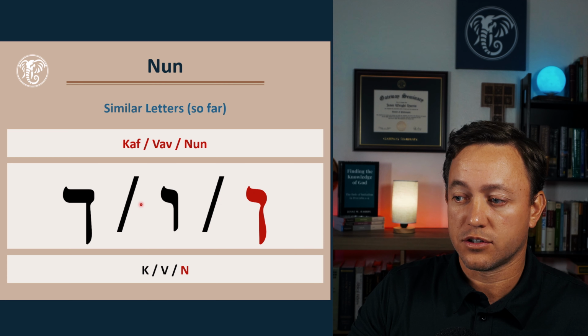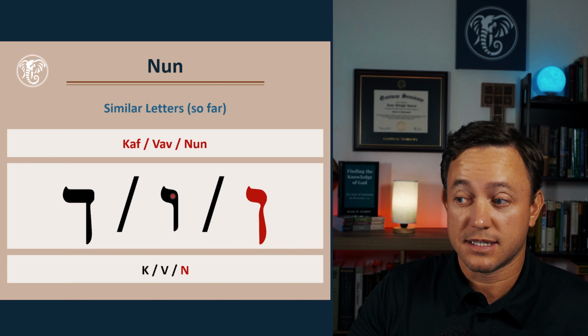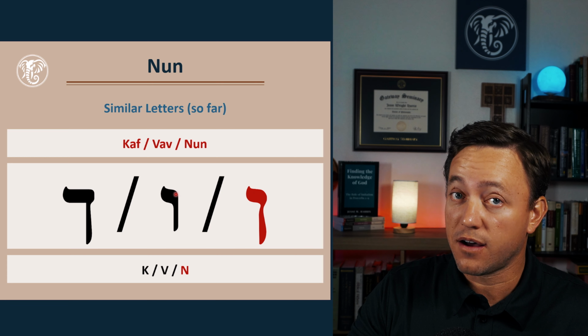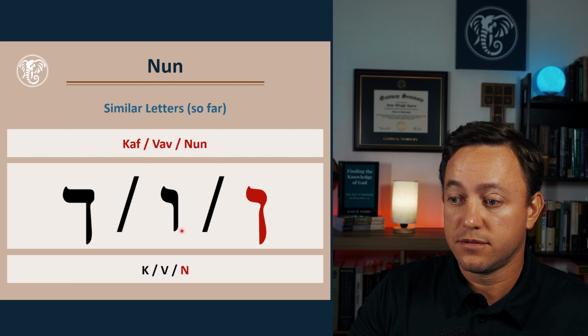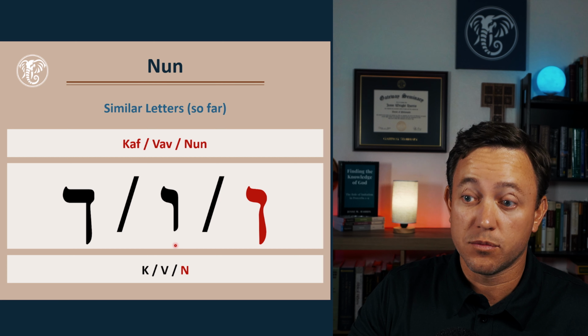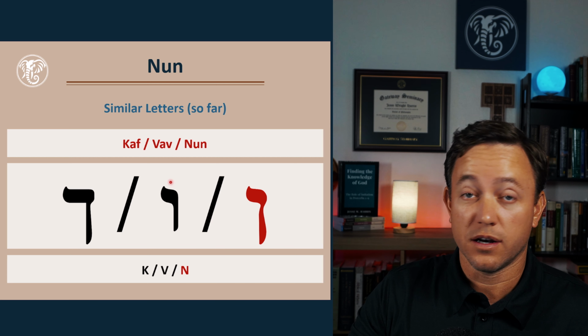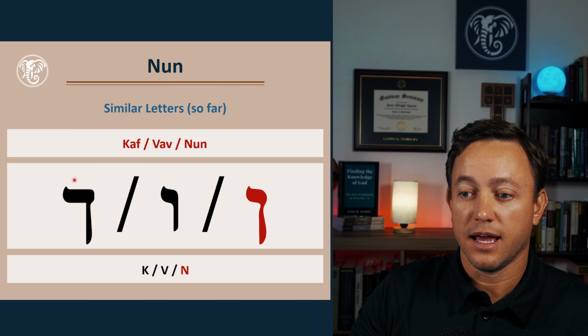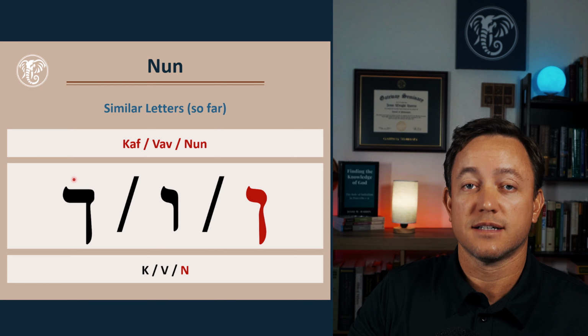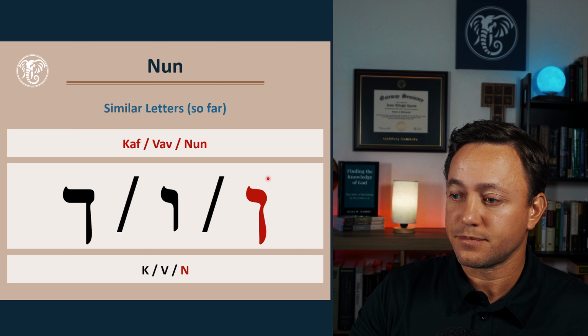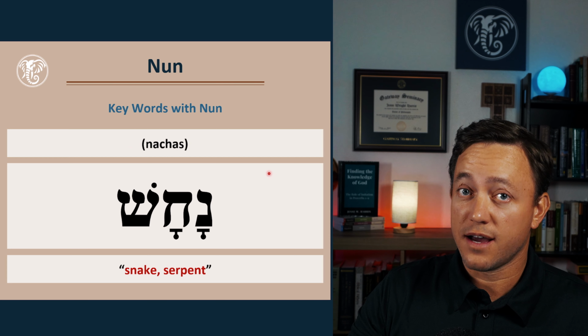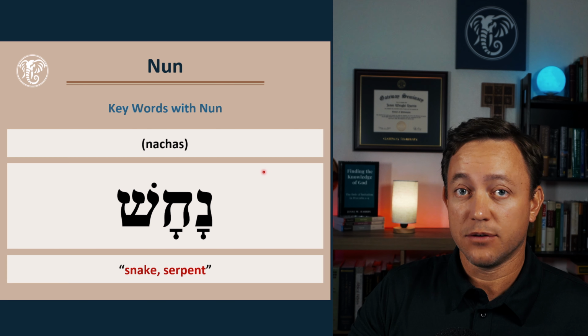It's really just a long straight line, which is actually the exact same in many ways as the vav, except the vav stays within our space. Okay, it does not go beneath. So we have our noon, the N sound, our vav, the V, or in ancient times W sound, and then our final kaf, the K sound. All right, so now let's look at a few key words.